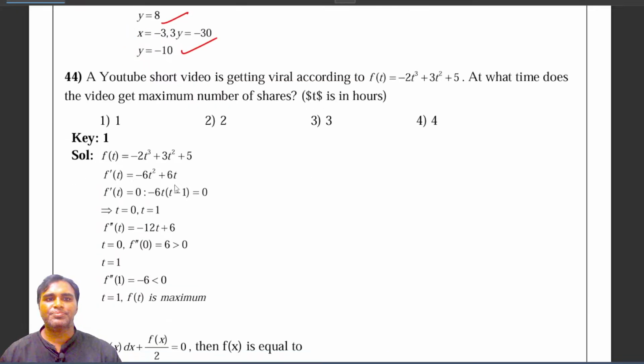44, let's come. A YouTube short video is getting viral according to this function. And what is the time when the video gets the maximum number of shares?